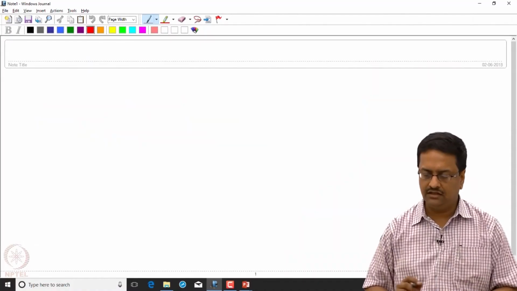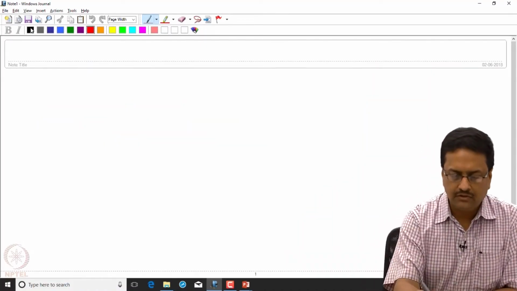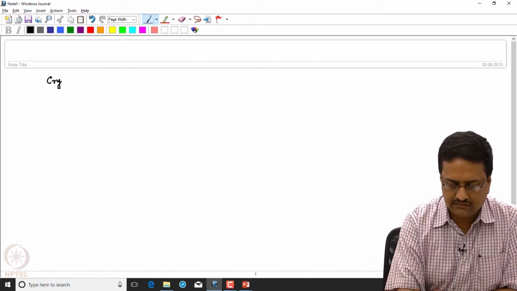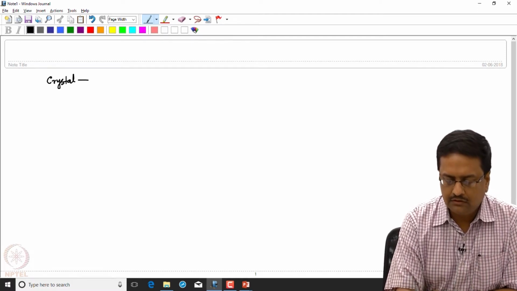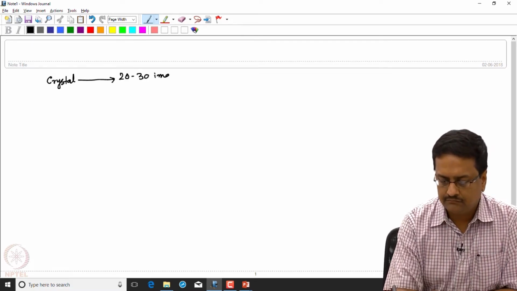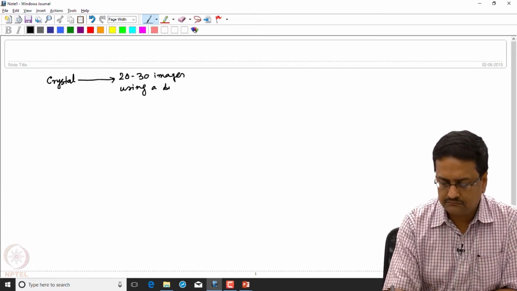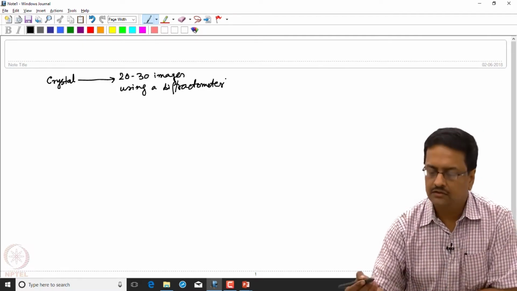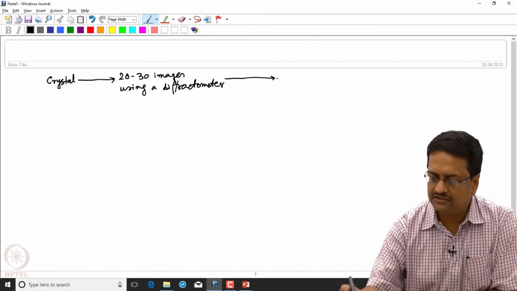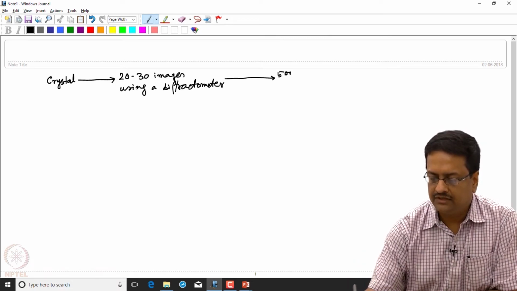So what we have done till now is we have learnt how to do a data collection. So we should start with a crystal. We collect about 20 to 30 images using a diffractometer, and then utilize the reflections obtained in those 20 to 30 images. Maybe it will have 50 to 200 reflections.